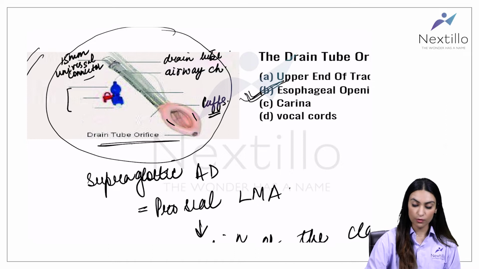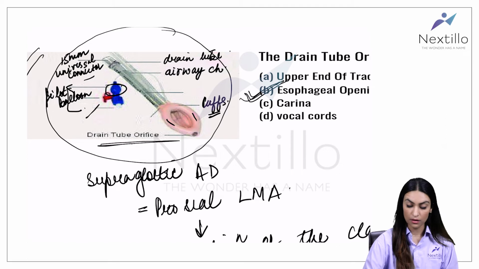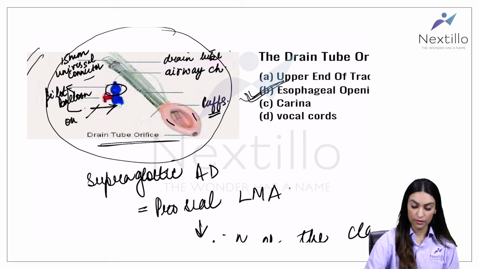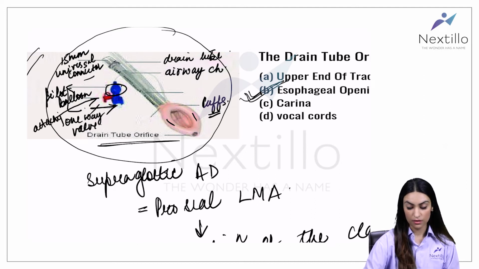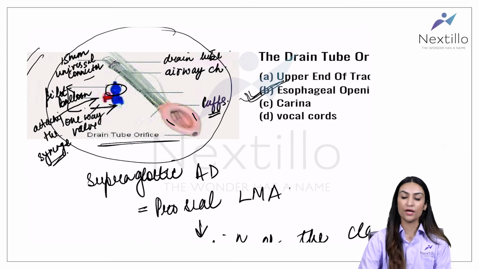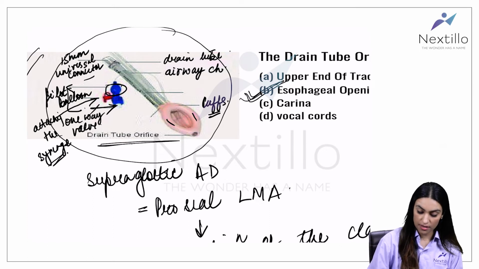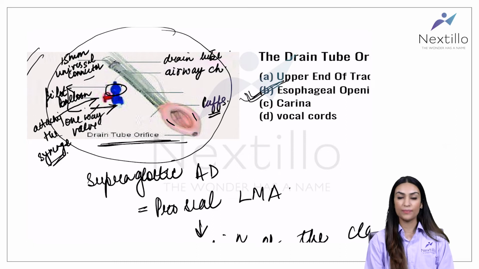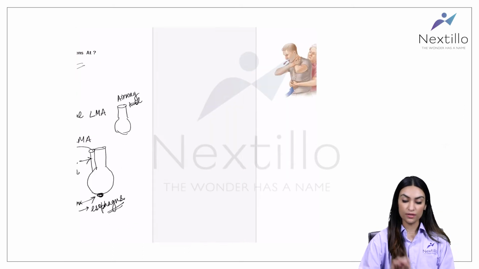This assembly over here is the pilot balloon with the one-way valve here. This here is for attaching the syringe for inflating the cuffs. All right, simple. Now over here, this is the drain tube orifice about which the question had been asked. All right, done. Now let's move on to the next question.